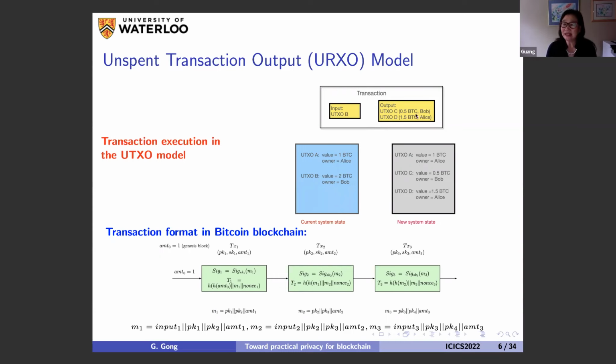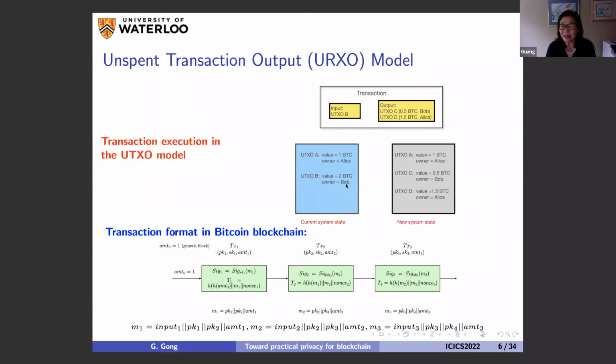And C has 0.5 Bitcoin. This is the Bitcoin structure I'm writing here. And the owner will be Bob. And D will have 1.5 Bitcoin, and the owner is Alice. Okay, so we look at the system state, and the current state will be like this. UTXO-A has a value of 1 Bitcoin, owner is Alice. And UTXO-B has a value of 2 Bitcoin, and the owner is Bob.